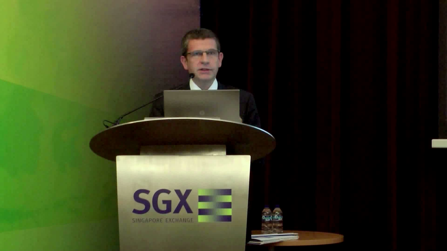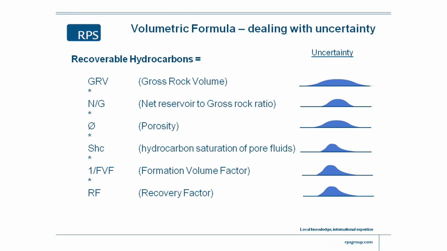So here's what I call the volumetric formula. This is just a simple formula that you would maybe use to calculate recoverable hydrocarbons. You can see there's a number of input parameters. It goes, what's called gross rock volume. What we're trying to do is define within this structure under the ground how much oil and gas it can contain. And once we know how much is in the oil and gas structure, how much of it could we produce.